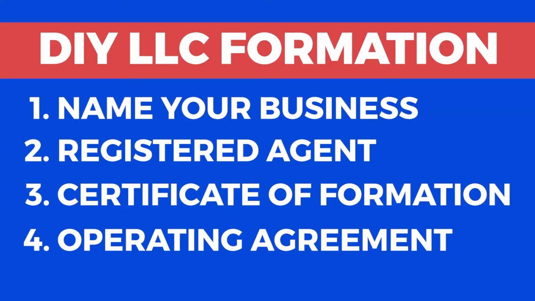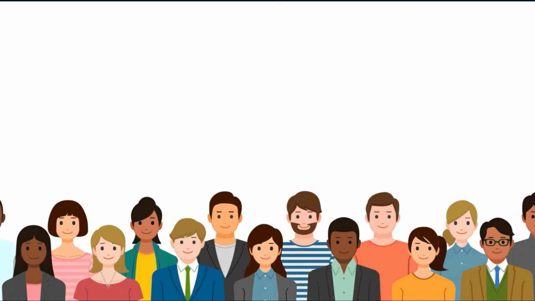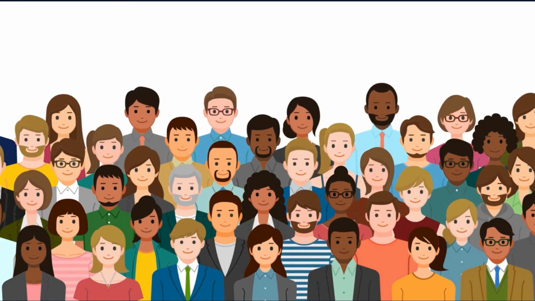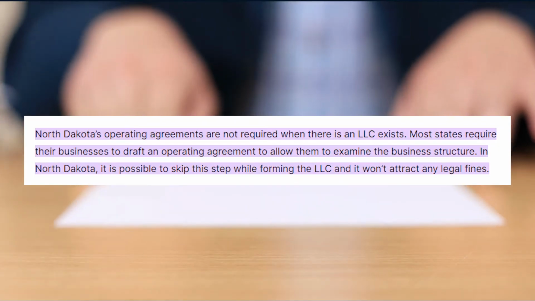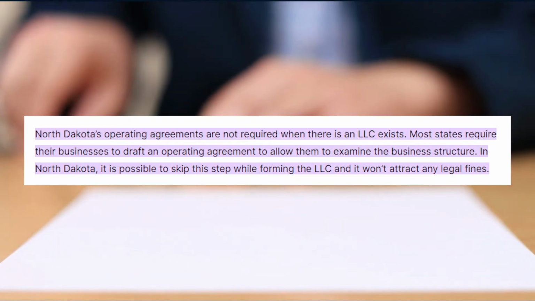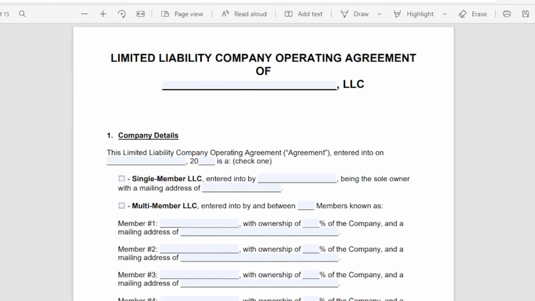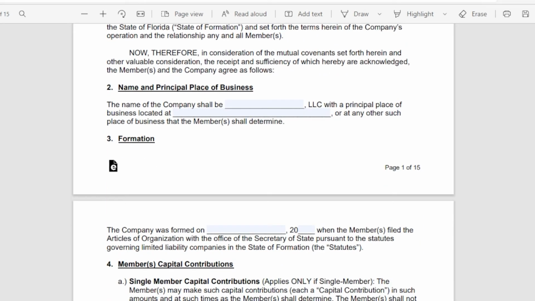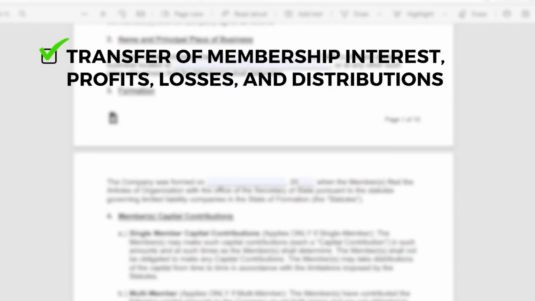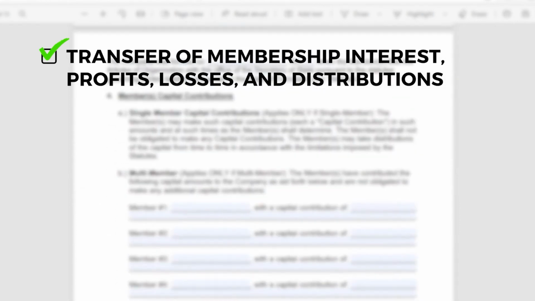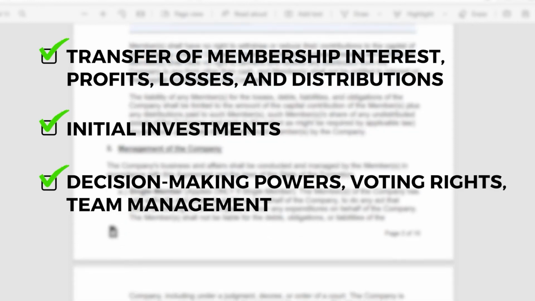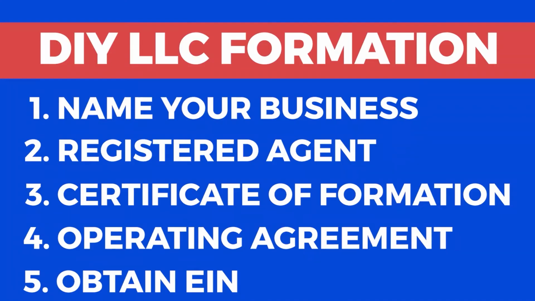Step 4. Preparing an operating agreement. Now, an operating agreement is a good idea to have in place with the other members if your LLC has more than one member, although a limited liability company operating agreement is not required for North Dakota. Your operating agreement should clarify how your company or business will handle big picture issues. These include the transfer of membership interest, profits, losses and distributions, initial investments, decision-making powers, voting rights, team management, and lastly, dissolving the business.